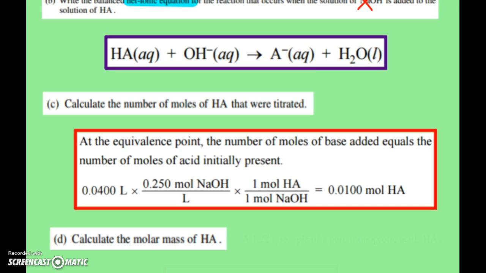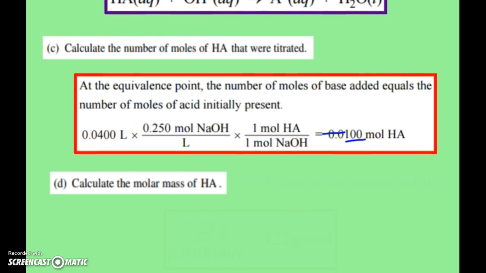We had 40 milliliters, 0.04 liters, times the molarity of the sodium hydroxide, and it is a 1-to-1 mole ratio. So you can see that we ended up with 0.0100 moles of HA. Again, try to watch our sig figs. Zeros in front don't count, but we want to keep those 2 zeros so that we have 3 sig figs, because we had 40.0 milliliters and 0.250 molar. Again, you don't have to completely show the dimensional analysis. If you just show moles of acid equals moles of base, and then calculate the moles of base, that should be okay.